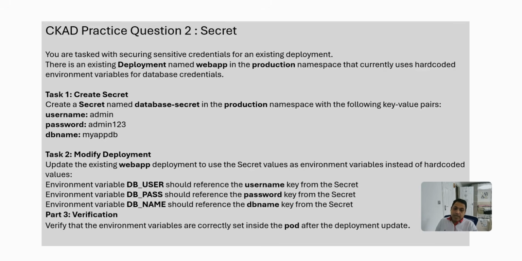So the question is that we have an existing deployment where some of the database values have been hard coded in an environment variable. Task one is to create a secret of these hard coded values: username, password, and the DB name. And the second task, once the secret is created, is to use the same secret to populate the values in the environment variable. Of course, once you do everything, we just need to verify in the pod that all the values have been successfully updated.